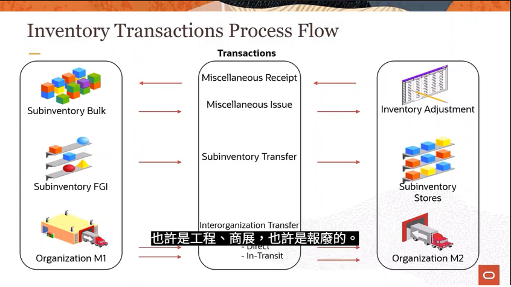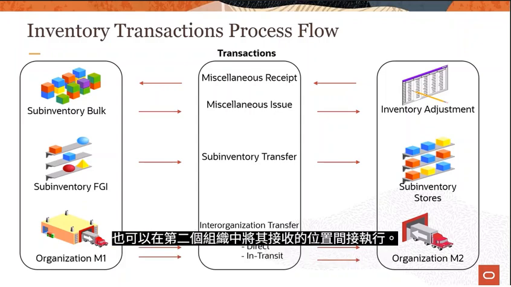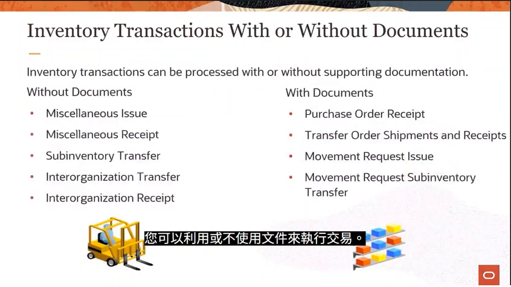Maybe it's engineering, trade show, could be scrap. The sub-inventory transfer moves it between sub-inventories or locators. You can consolidate. And then the inter-org transfer, you can move material between orgs, and you can do it in one step where you just directly transact the material from one place to another, or you can do it indirect where it needs to be received in the second org.